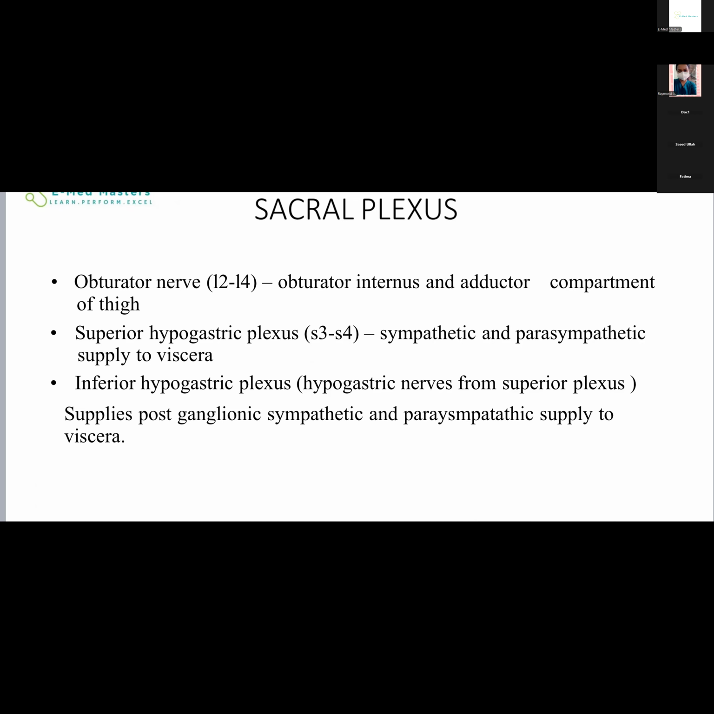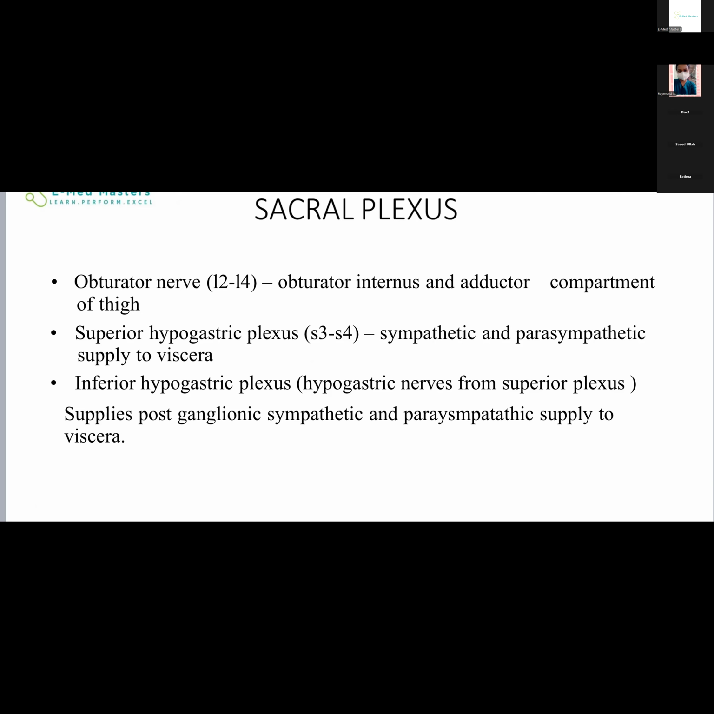Superior hypogastric plexus and inferior hypogastric plexus. Superior hypogastric plexus supplies the sympathetic and parasympathetic preganglionic fibers to the viscera, and inferior hypogastric plexus involves the hypogastric nerve from the superior hypogastric plexus, and it supplies postganglionic sympathetic and parasympathetic nerve supply to the pelvic viscera.